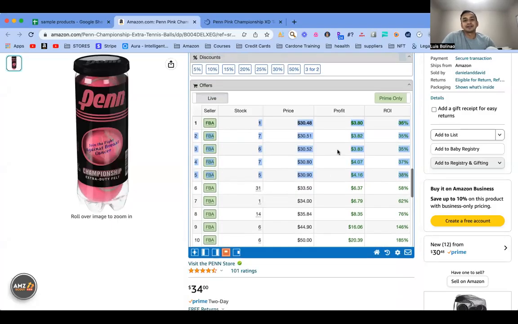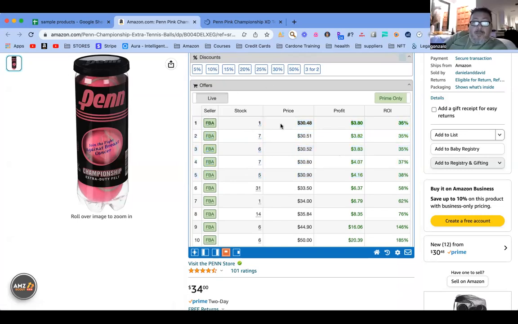With Amazon, that's if those other people that are selling at $30 don't buy more products to sell at that price, because then they'll be on top again and you'll still be at 34. If he buys 10 more products at $30.48, he'll be back on top. So to me, it's just better to lower your price and just get the sales.